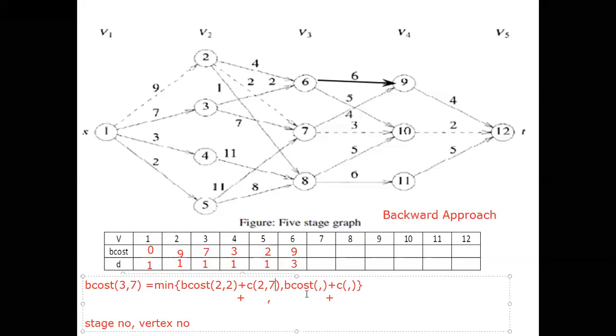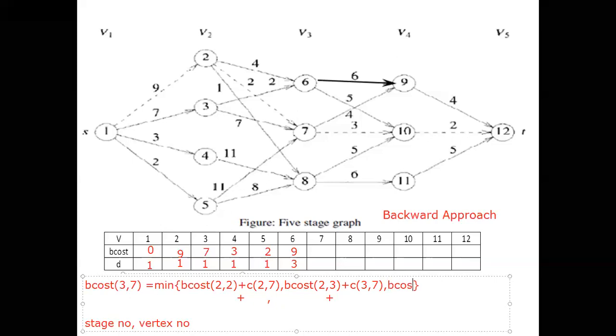What is the next B cost? From where is it coming? 3 it is coming, right? Which is stage number 2. 2, 3. B cost of 2, 3, plus C of 3, 7. Correct? 3, 7. I will write C of 3, 7. Comma, because one more value is there. To 7, it is from 5. 2, 5. That I should write now.